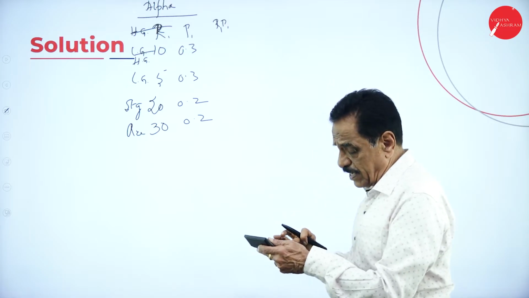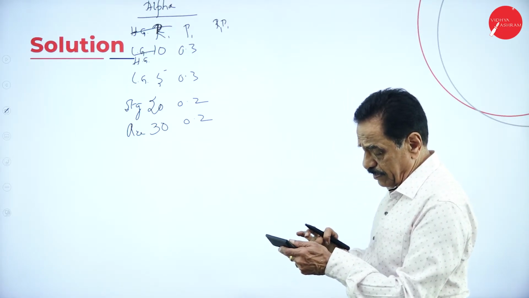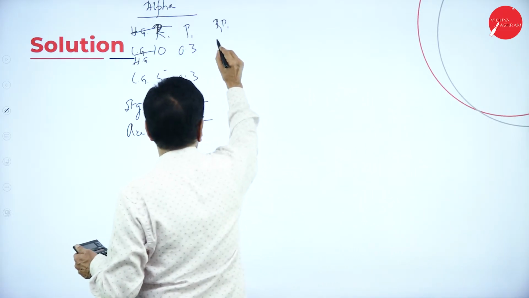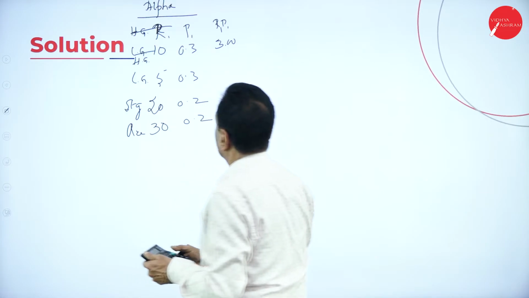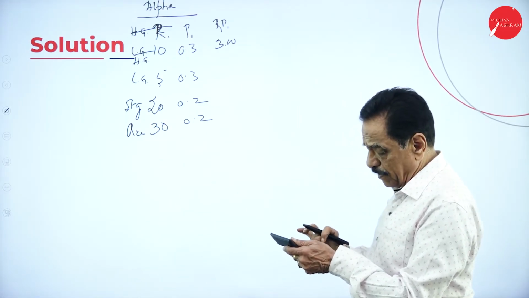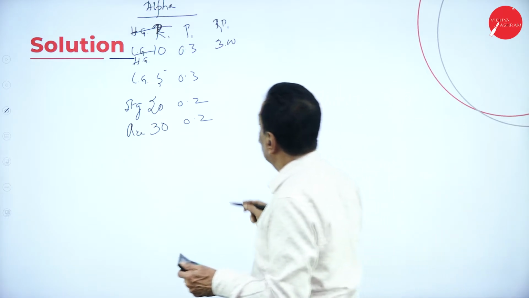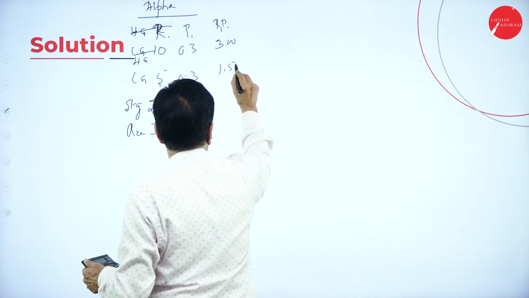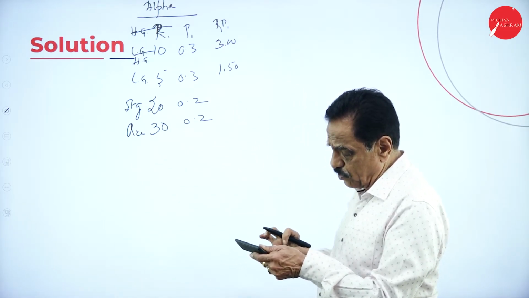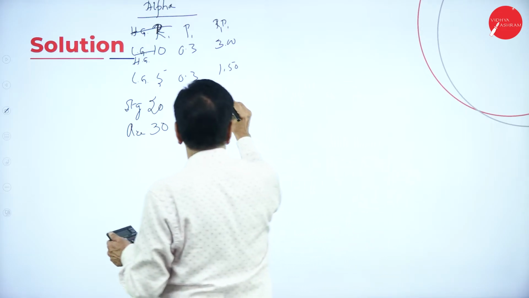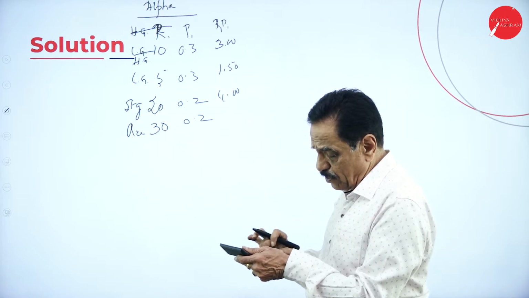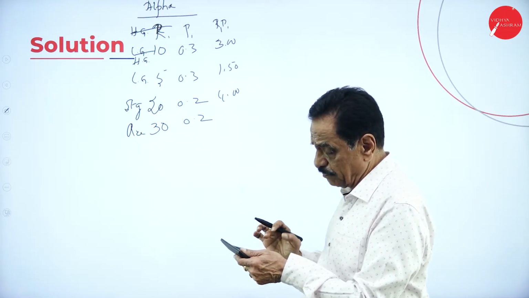Ten into 0.3 is equal to 3. So 5 into 0.3, 1.5; 20 into 0.2, 4; 30 into 0.2, 6.